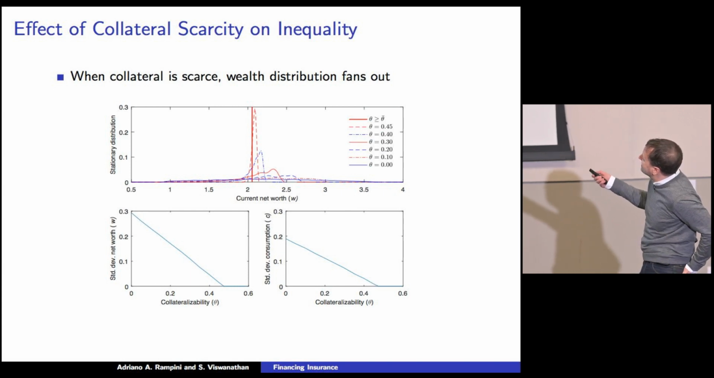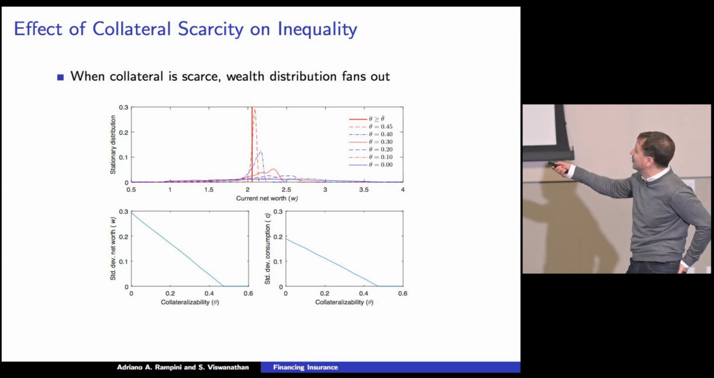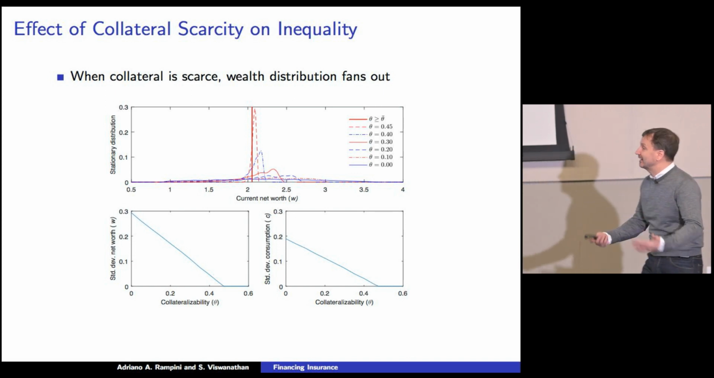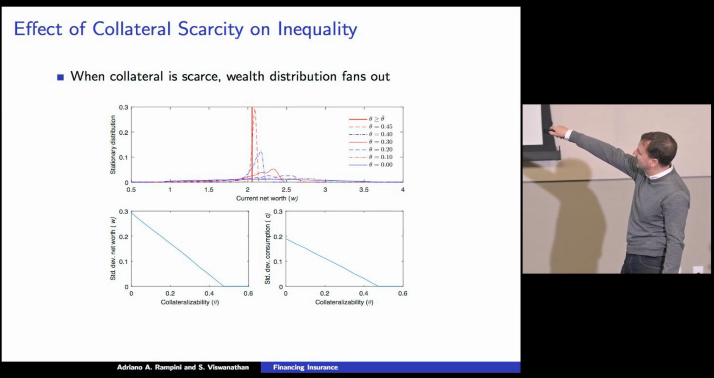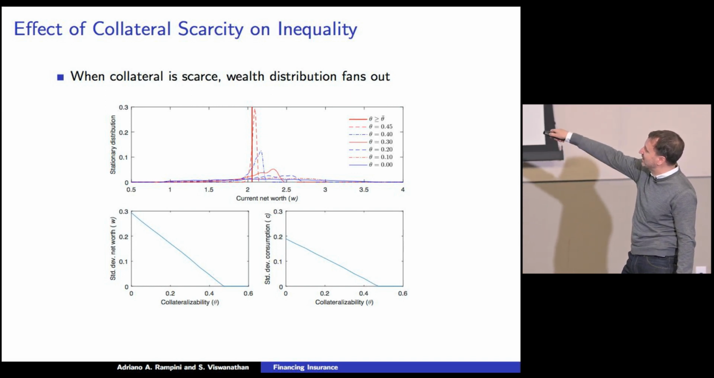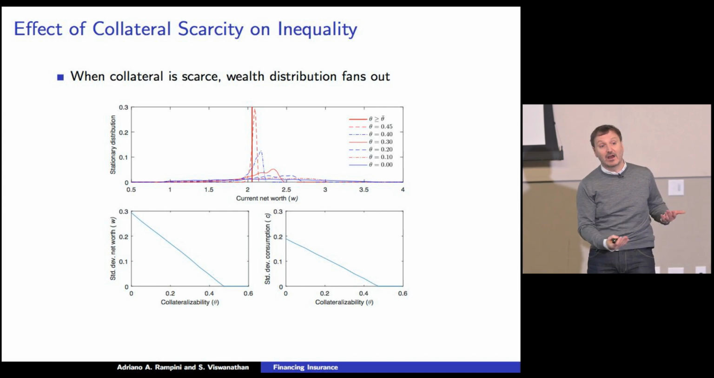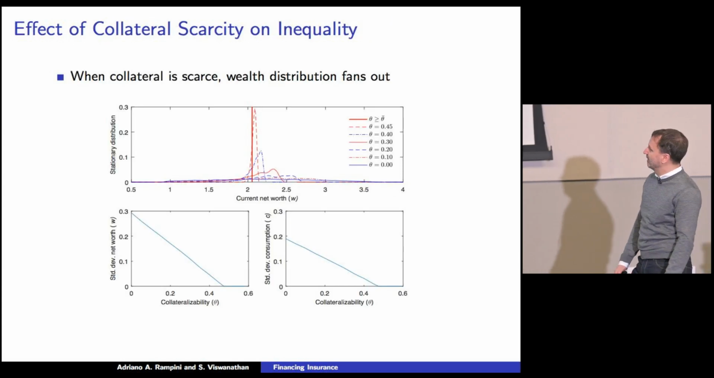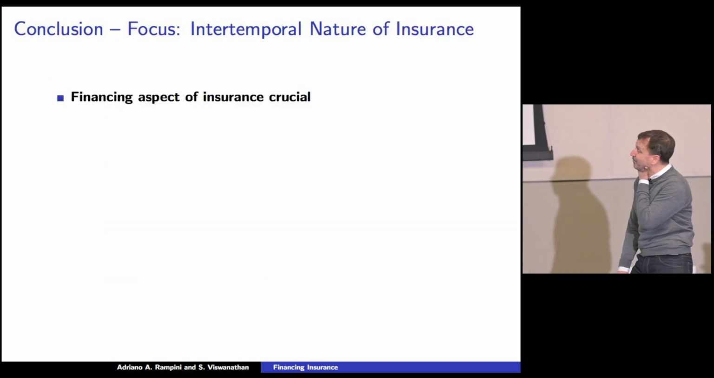So the wealth distribution looks like so. If theta is above theta bar, so full insurance, degenerate at W star, and as we're dropping theta here, the stationary distribution fans out, more inequality, less well insured, and you can see it here also in the cross-sectional standard deviation of net worth and consumption that are higher if collateralizability is low.